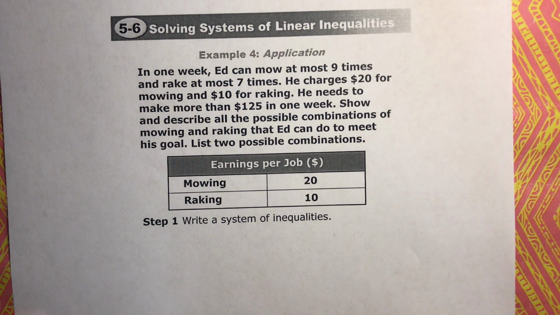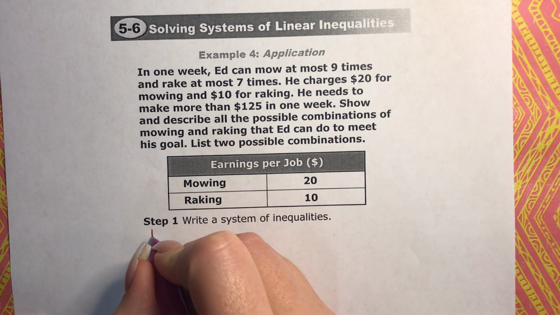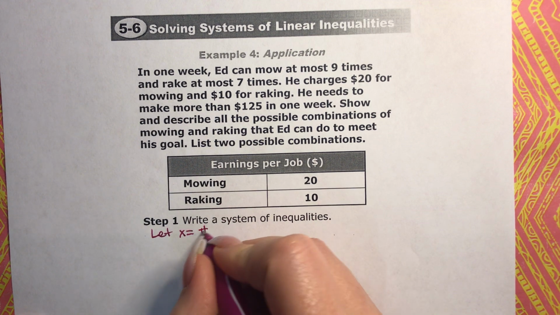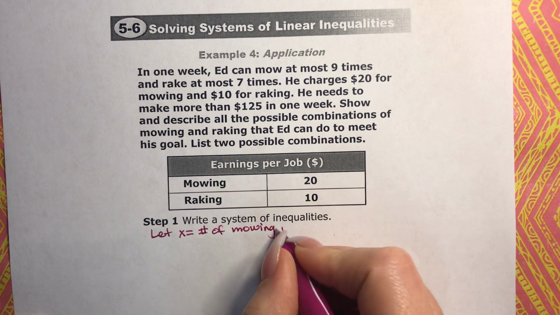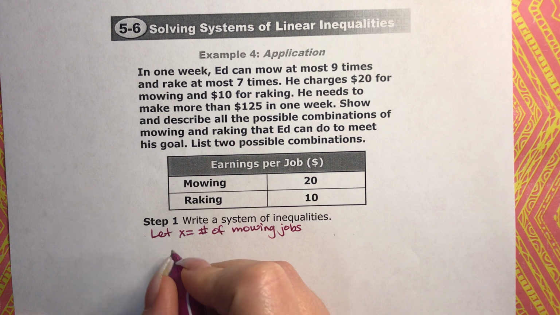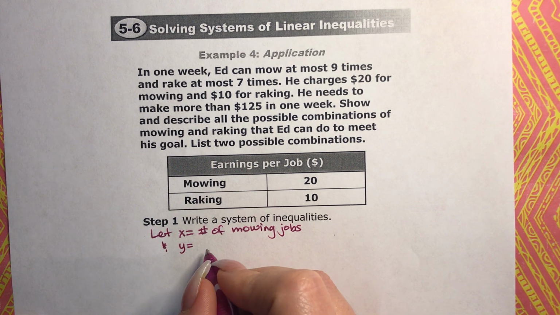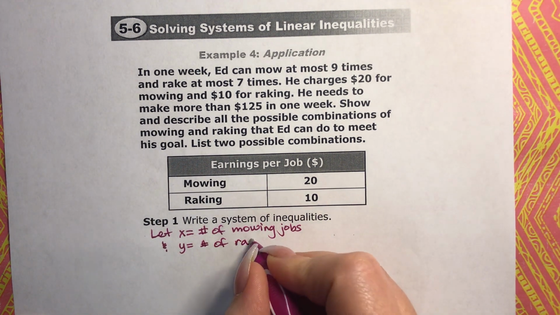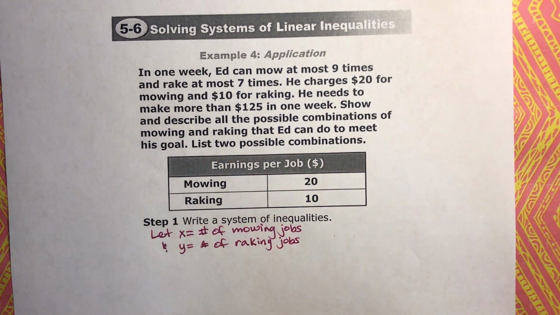So let's go ahead and say, let X equal the number of mowing jobs and Y equal the number of raking jobs. Okay, perfect. Now it's time to write our inequalities.